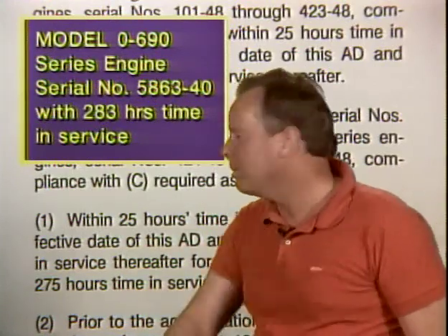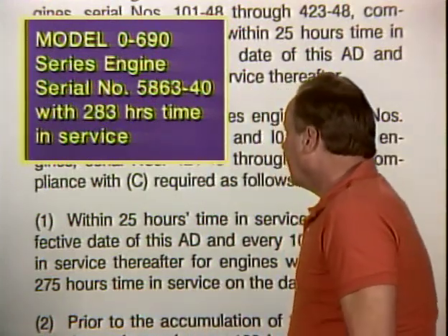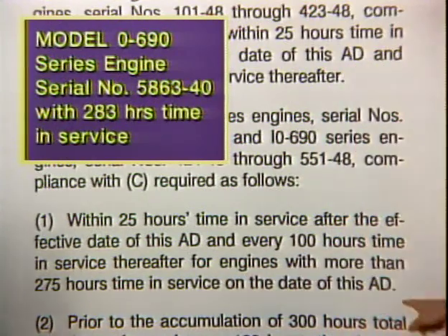We had 283 hours. And by the way, this is the way I would answer this on a test: I would write this down and keep comparing it. So we did have 283 hours. It looks to me like we are going to have to comply with number one down there within 25 hours time in service. Let's check and see if we have to comply with number two underneath that.